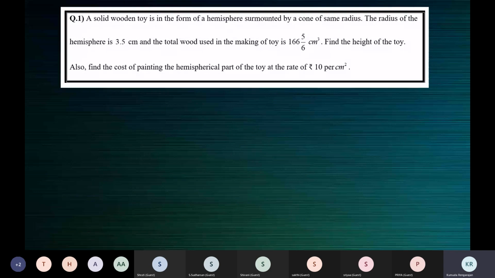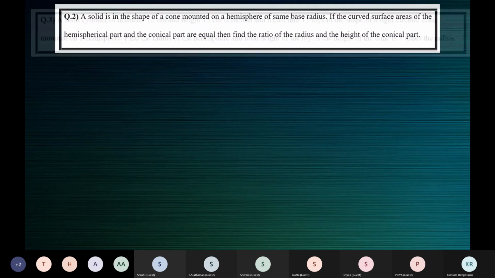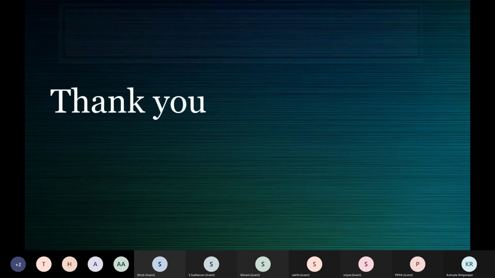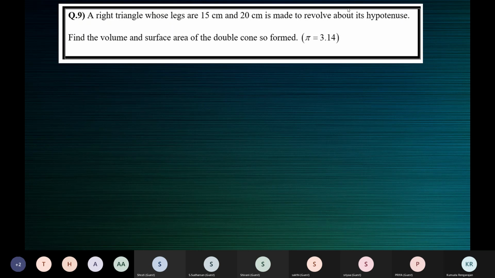Today is revision on volumes and surface areas. That's what I've prepared. Take down this question.